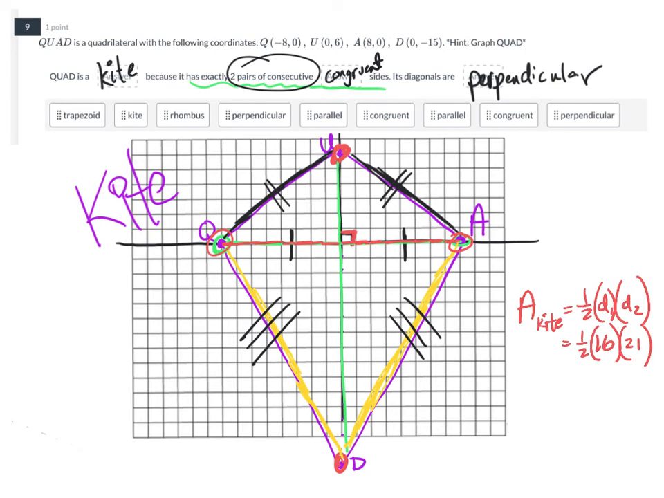You can count it if you want. So I have all the missing pieces filled in. And I'm going to my calculator and I'm doing 1/2 multiplied by 16 multiplied by 21. And I got 168 square units.